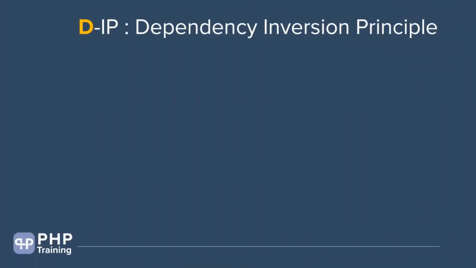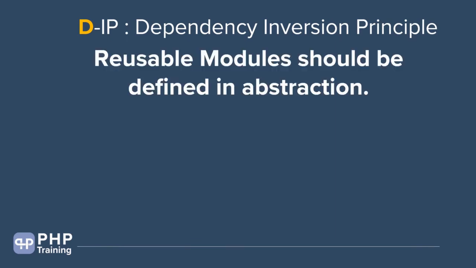Let's look at the last principle, the 5th principle. It is called the dependency inversion principle. So let's look at the definition of it. Reusable modules should be defined in abstraction.